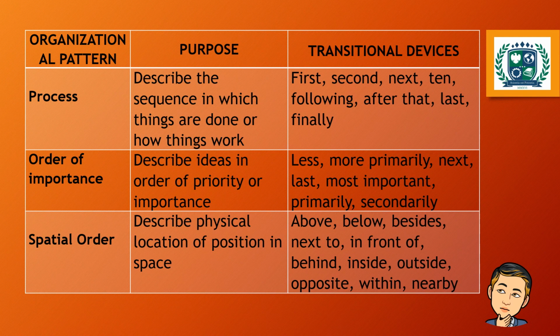Organizational pattern. Process. Describe the sequence in which things are done and how things work. Transitional devices: first, second, next, then, following, after that, last, finally. Order of importance. Describe ideas in order of priority or importance. Transitional devices: less, more, primarily, next, last, most important, secondarily. Spatial order. Describe physical location or position in space. Transitional devices: above, below, beside, next to, in front of, behind, inside, outside, opposite, within, nearby.